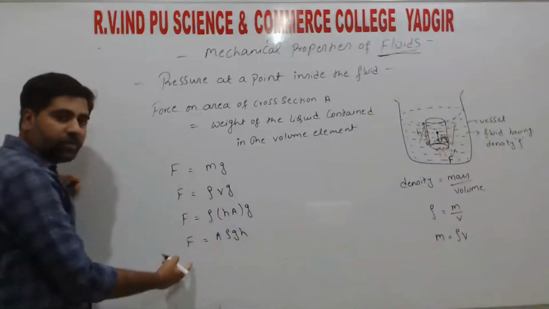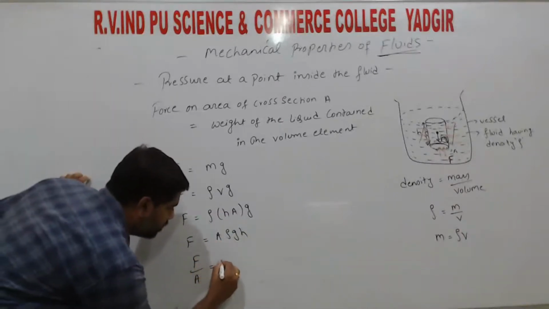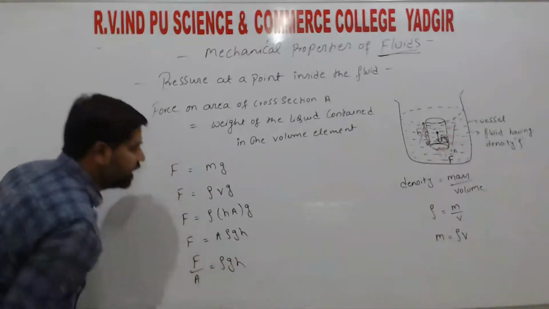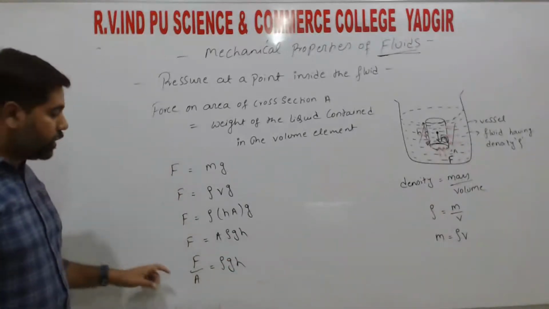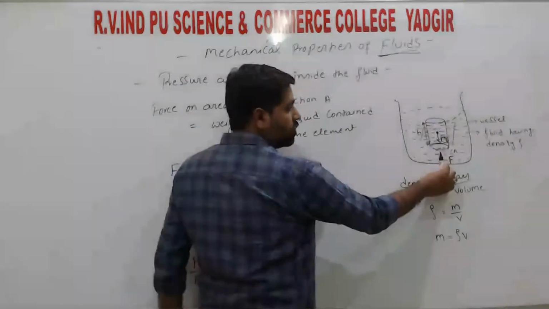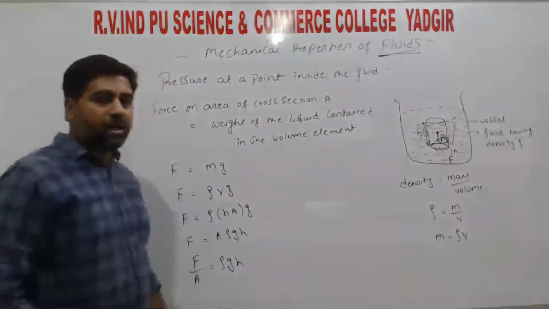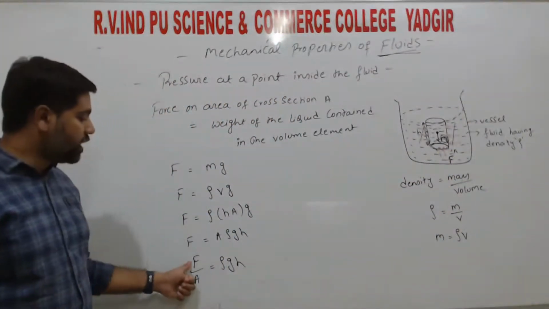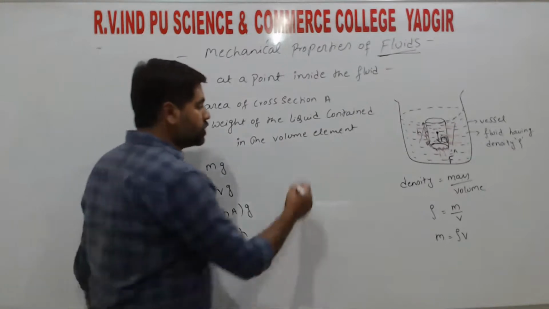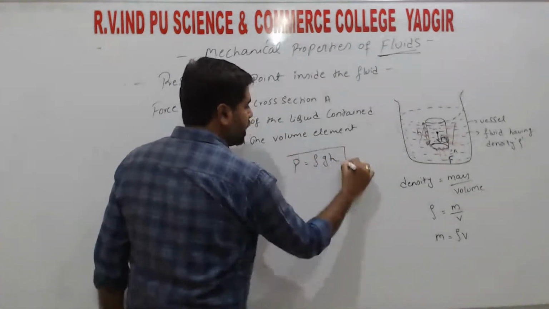So if we shift A to the LHS, F divided by A is equal to rho G H. From the definition, pressure is defined as the force acting perpendicular to the surface area. So if you observe here, the force is acting perpendicular to the surface area A, right? So force by area is pressure P. So P is equal to rho G H.